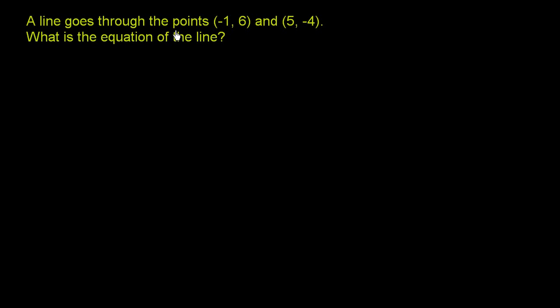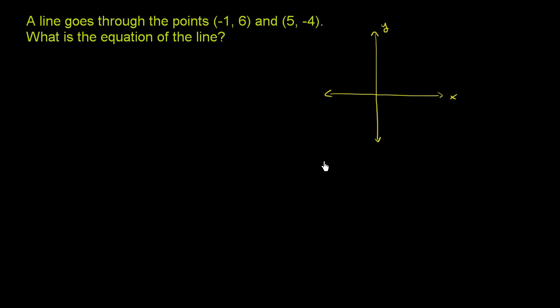A line goes through the points (-1, 6) and (5, -4). What is the equation of the line? So let's just try to visualize this. That is my x-axis. And you don't have to draw it to do this problem, but it always helps to visualize.